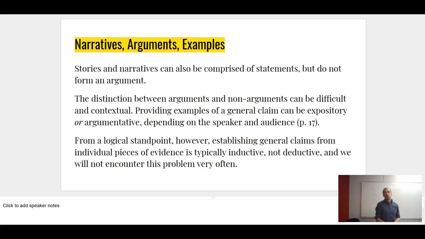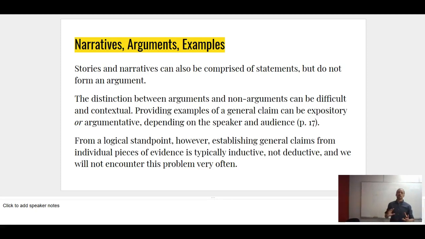Providing examples of a general claim could be expository, or it could be an argument, depending on the speaker, the audience, the context, and there's no real way to logically sift that out. From our standpoint, establishing general claims from individual pieces of evidence is typically an inductive process anyway, not deductive, and we're not going to encounter this problem very often.